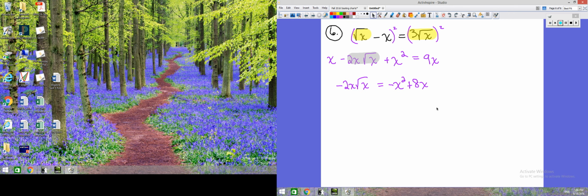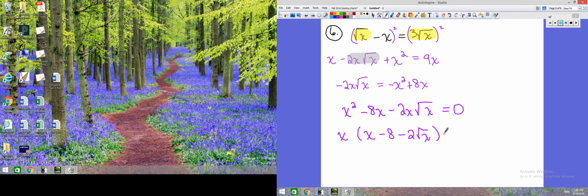Okay, so let's move this x squared term to the other side. Let's move this 8x to the other side. Let's keep this term here. So now every term has a factor of x. This factors to x times x minus 8 minus 2 radical x. That doesn't look very much like an x, does it?